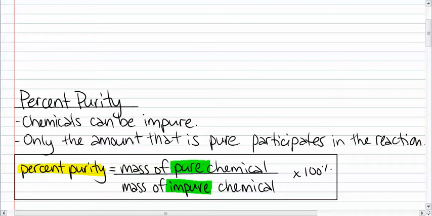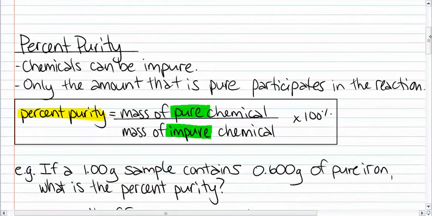Percent purity. Chemicals can be impure. Only the amount that is pure participates in the reaction. Percent purity can be calculated by dividing the mass of the pure chemical by the mass of the impure chemical and multiplying by 100%. Let's look at an example.